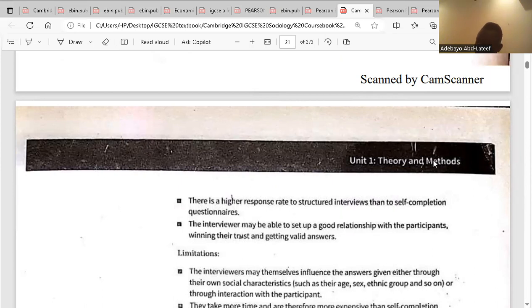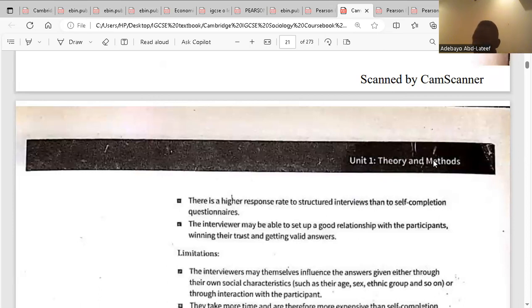The last one. If several interviewers are used, they may approach their work differently. That means we might get different answers because it's not going to be one interviewer used here. So several interviewers will be used. As a result, they will approach the work differently, which means you might be getting different answers. When you collate everything together, they might give you different answers, which makes the research not reliable.